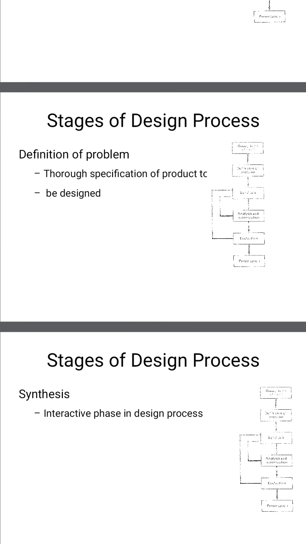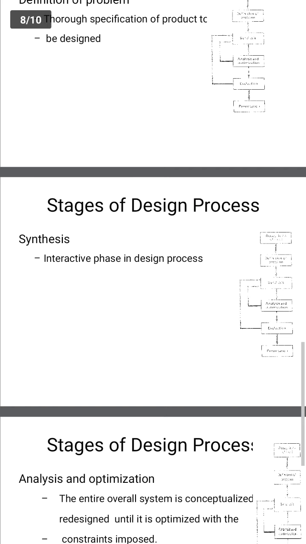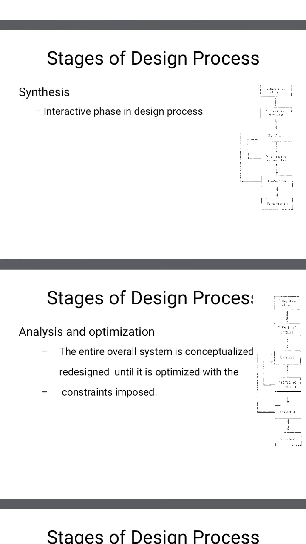Next, stages of design process. Synthesis: interactive phases in the design process. What does interactive design process mean? Interactive means whether the design is suitable for what we are doing, whether it suits or not. We will check like that. It is called interactive phases. Then analyzing and optimization. The entire overall system is conceptualized, reduced, and optimized with the constraints imposed.